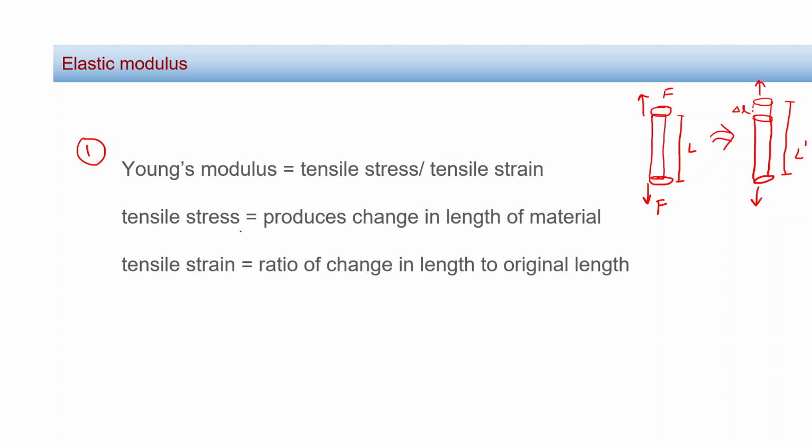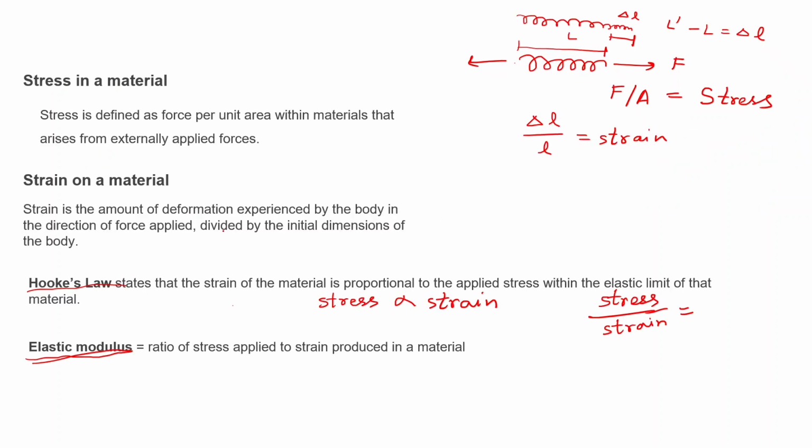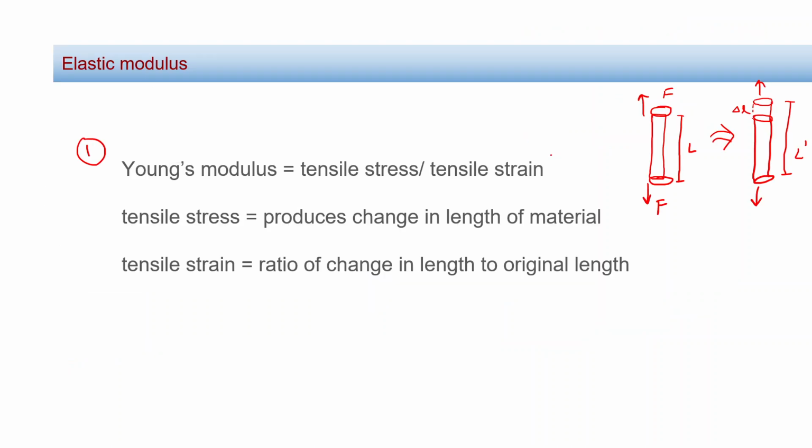Now we know, I expressed here that stress is force per unit area and strain is the change divided by original, right? So how we'll define Young modulus is, that means tensile stress will be force per unit area and tensile strain will be the change in length divided by length.